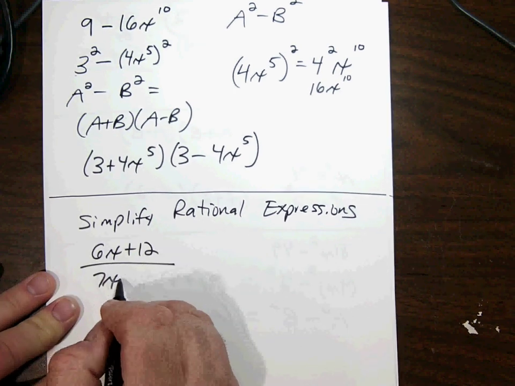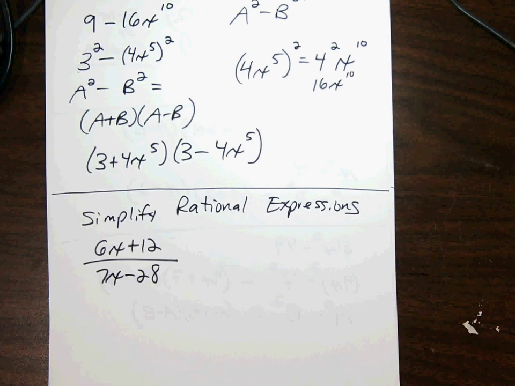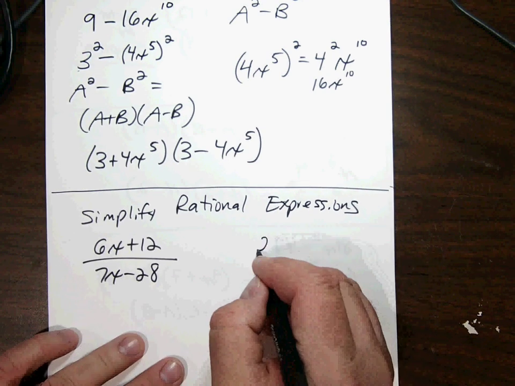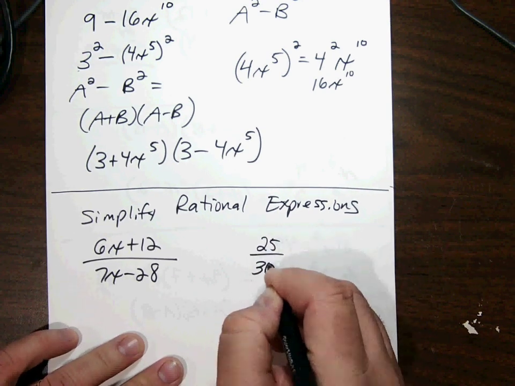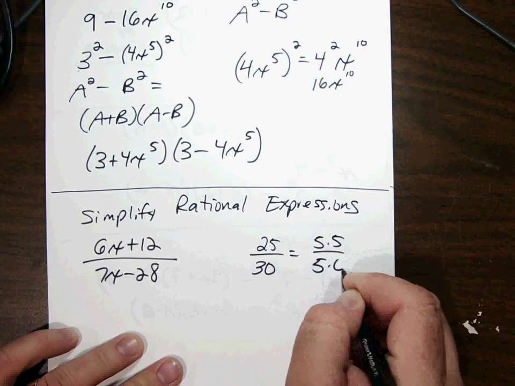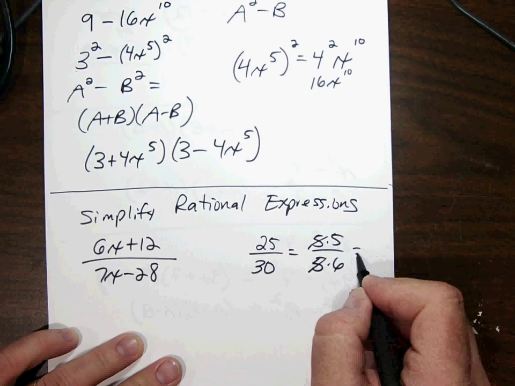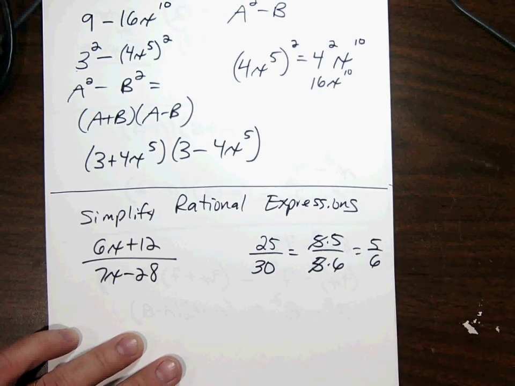Okay, that's a rational expression, a big looking fraction. Well, we can reduce fractions, right? We can do what's called simplifying rational expressions. How do you reduce a fraction? How do you reduce 25 over 30? You factor. You say 5 times 5 is 25, 5 times 6 is 30, and you cancel common factors, and you say, there you go.